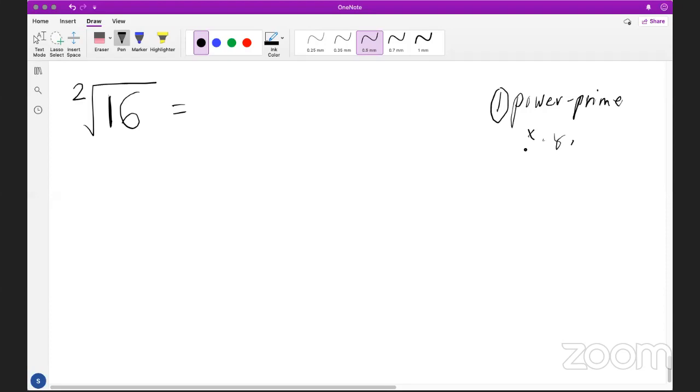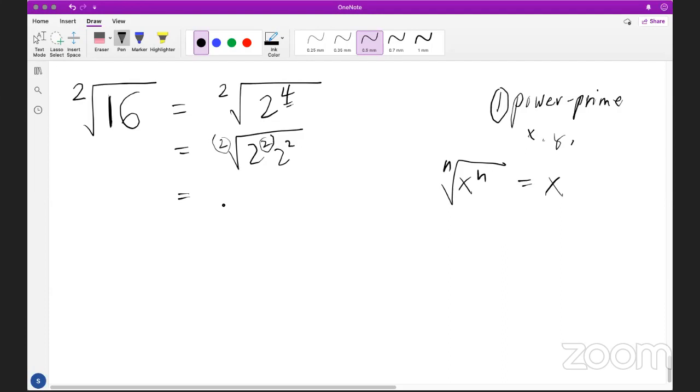So, in this case, the prime factorization of 16, I'm assuming you already know how, is 2 raised to 4. Okay? So, what we do here is regroup such that the exponent is either equal to the index or divisible by it. It's up to you which is easier. If we regroup, 2 raised to 2, 2 raised to 2, every group that is the same, we can take it out. Remember, this is just equal to x. So we can take out a 2 and another 2, so that's 2 times 2, which is equal to 4.